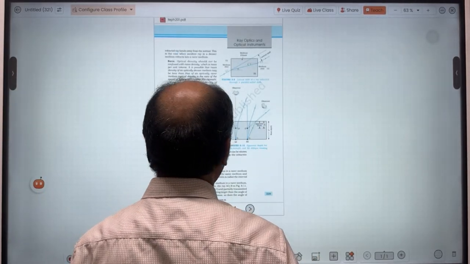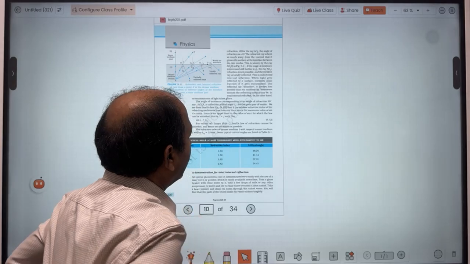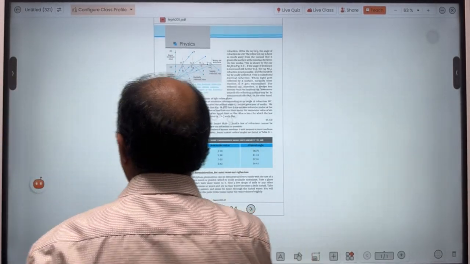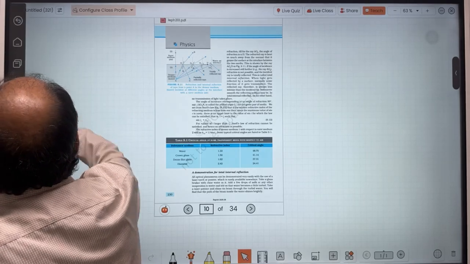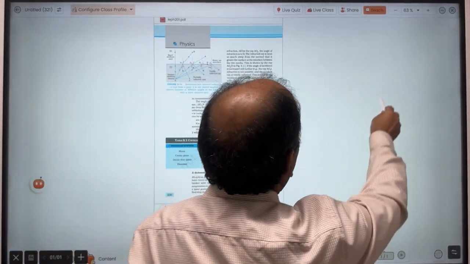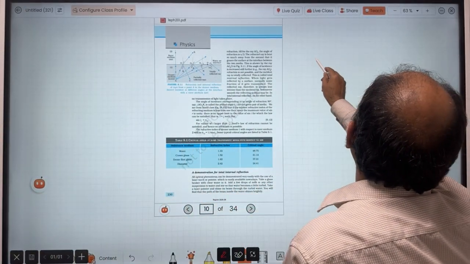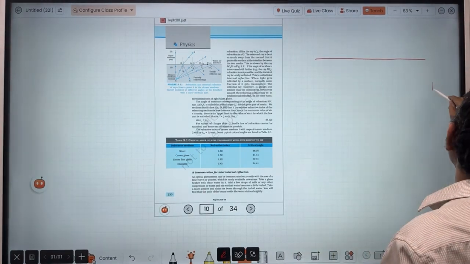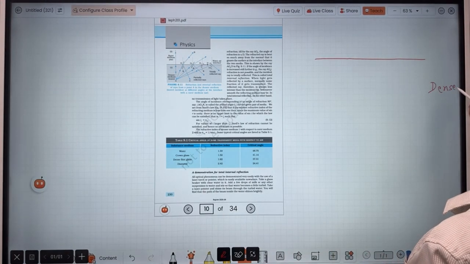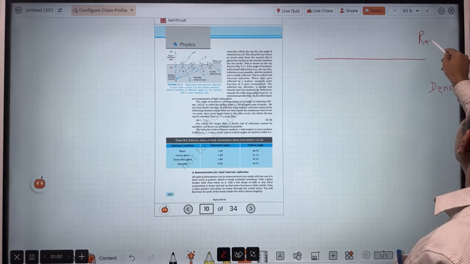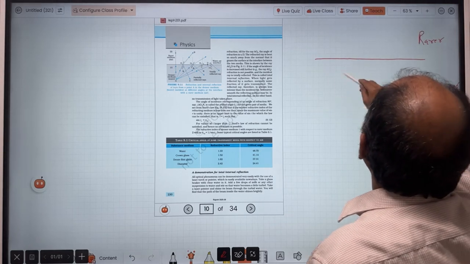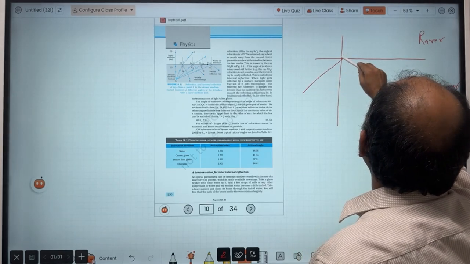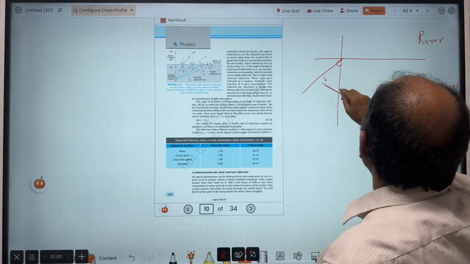Now, the next point is total internal reflection. What is this concept? What is total internal reflection? We can think about it like this. You know that whenever a light ray, suppose this is the denser medium, right? This is the rarer medium. So what happens? Suppose this is the normal, and a light ray is incident at this point.